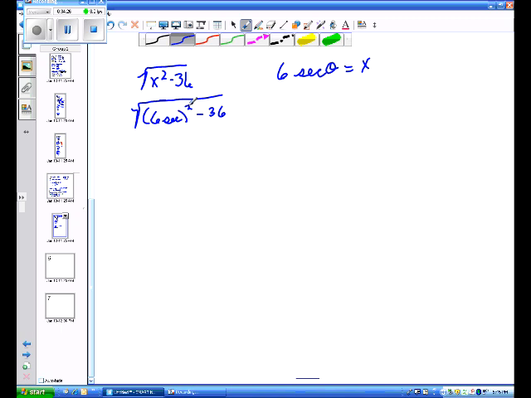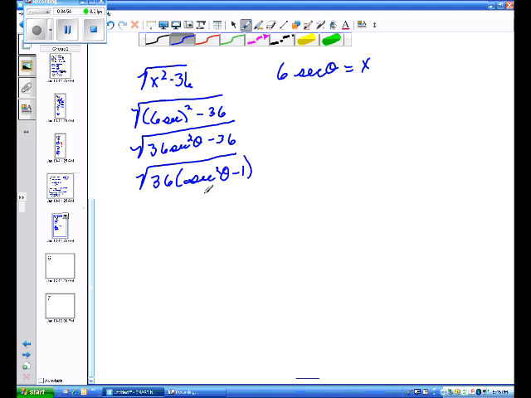Here we have a product being squared, so we're going to square each one. So that would be 36 secant squared theta minus 36. Now we cannot take the root of it while it's a subtraction problem. It has to be a multiplication problem. But we notice we have a common factor of 36. So we factor that out, and have secant squared theta minus 1.